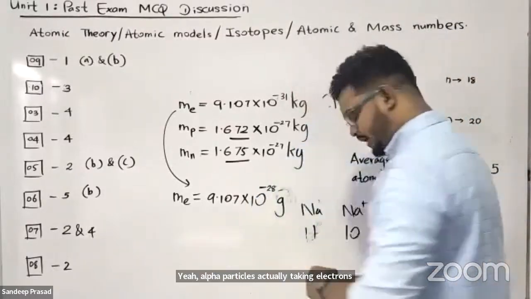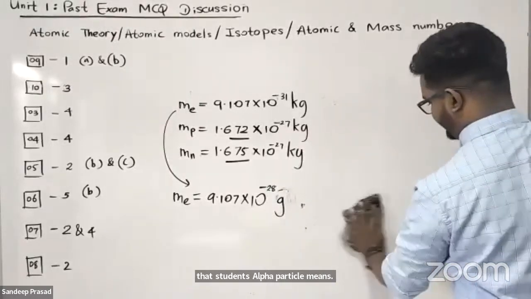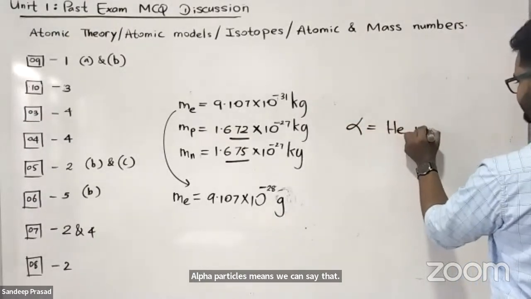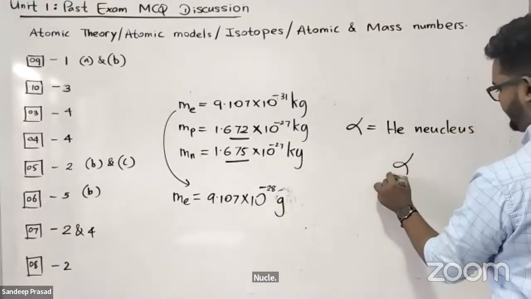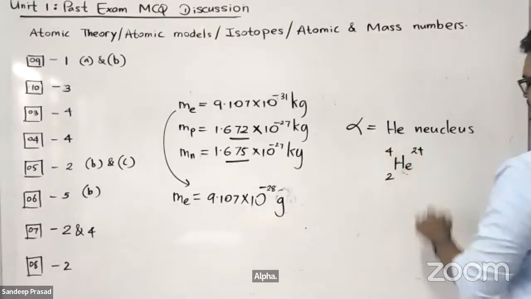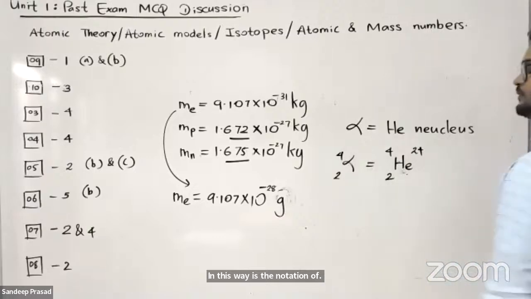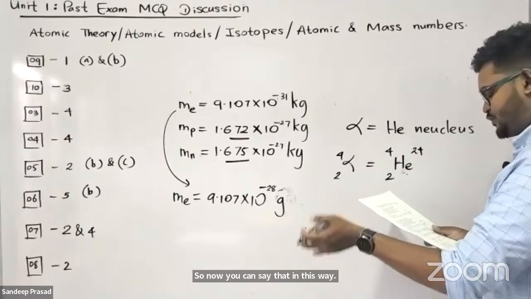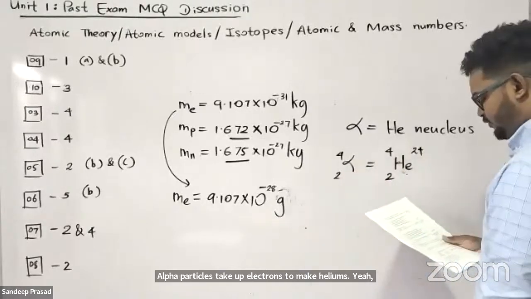We know that, students, what exactly is an alpha particle? Alpha particle means we can say helium nucleus. Helium nucleus is the alpha particle, helium 4, 2 plus. This is the notation of the alpha particle. If not, we can write alpha 2. So in this way, alpha particles take up electrons to make helium molecules. Yeah, that's correct, because it can take another 2 electrons in order to form helium.